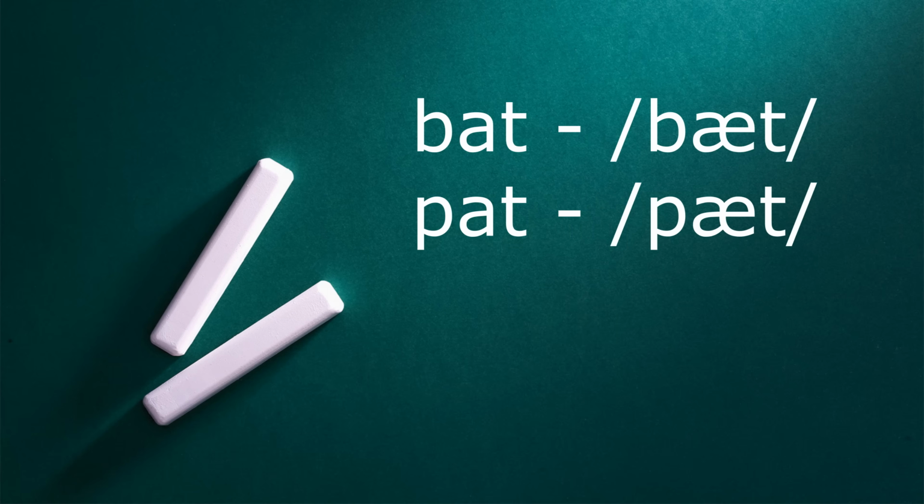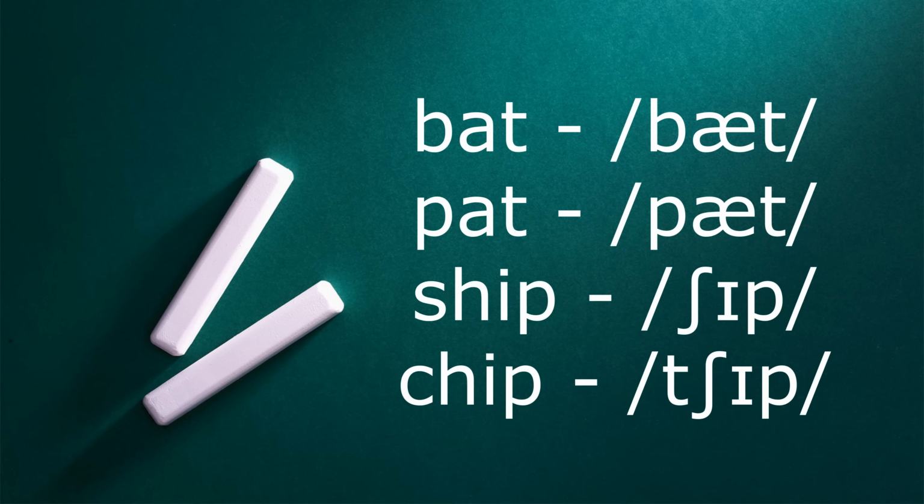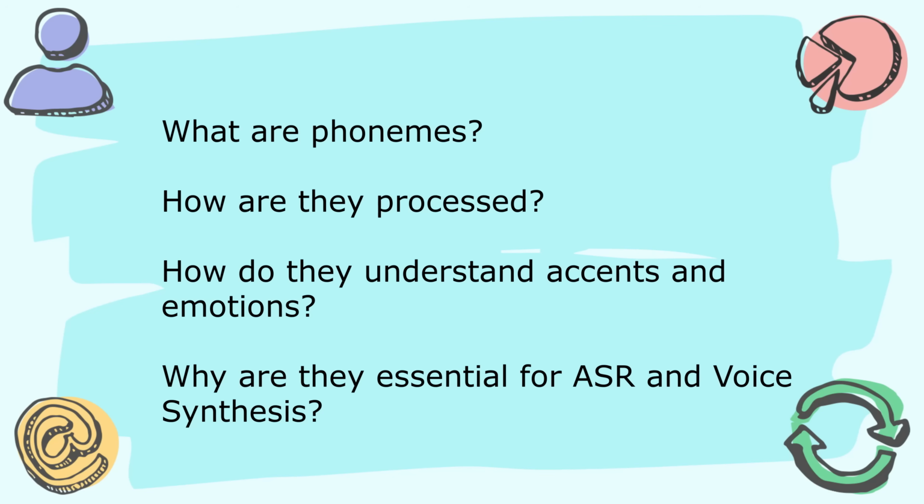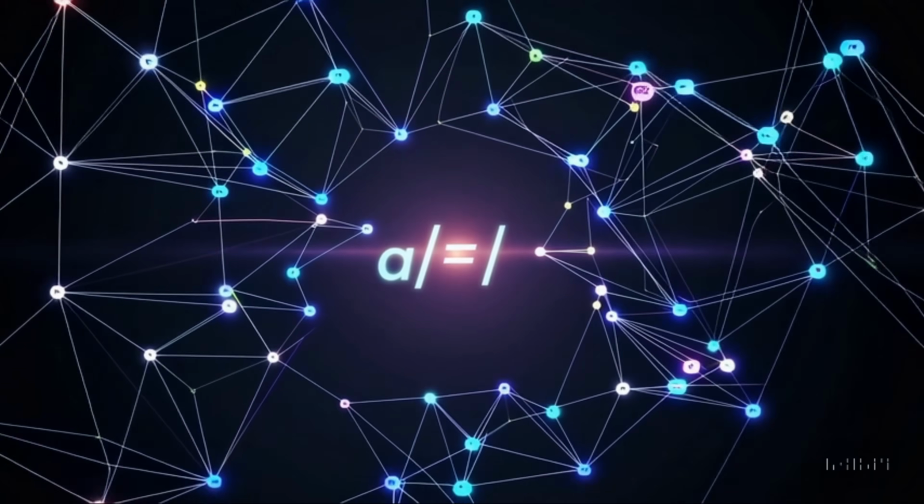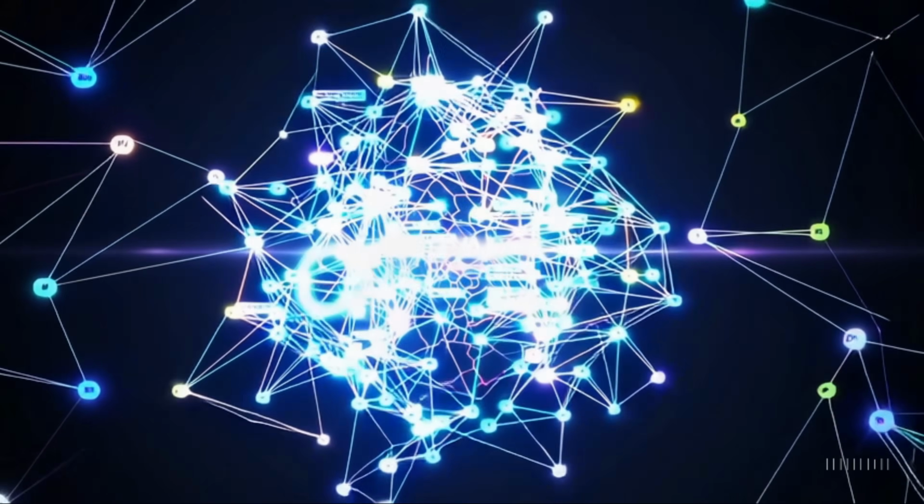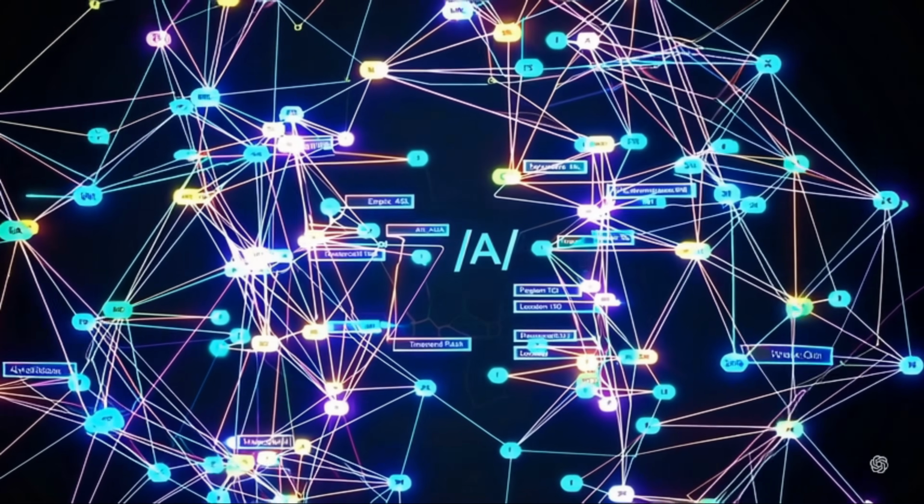So have you ever wondered how speech AI can tell the difference between bat and pat or ship and chip? That tiny difference, that's called a phoneme. And in this video, we're going to break down what phonemes are, how humans and AI process them, how they help AI understand accents and emotions, and why they're absolutely essential for speech recognition and voice synthesis. So by the end of the video, you'll see how something as small as a single sound forms the foundation of how machines understand us.